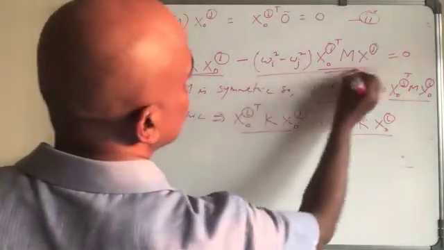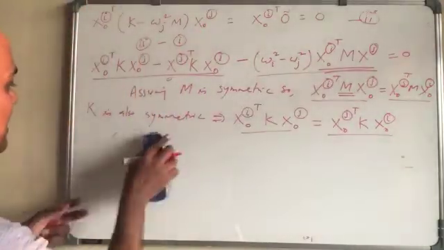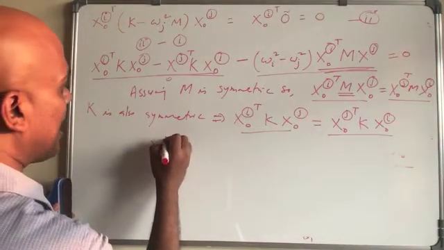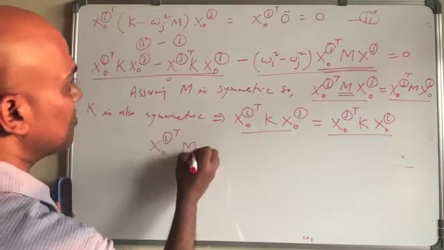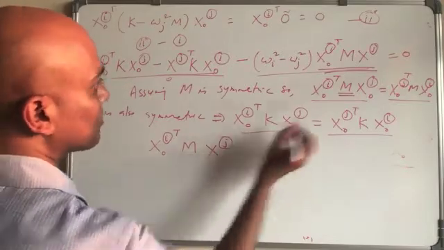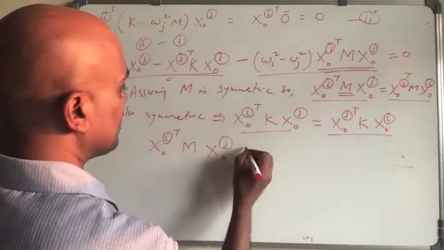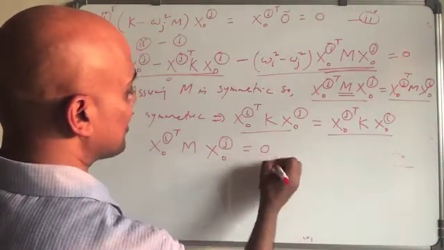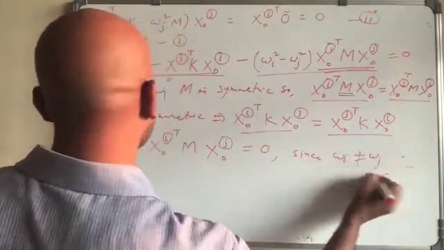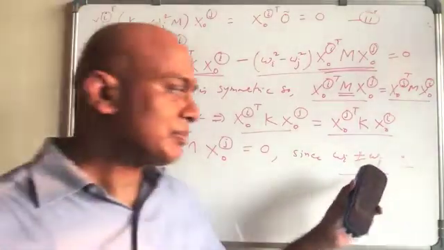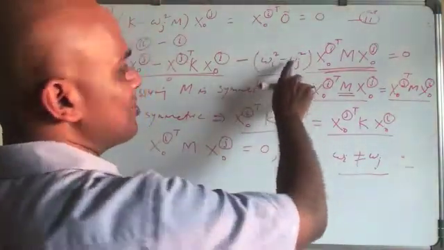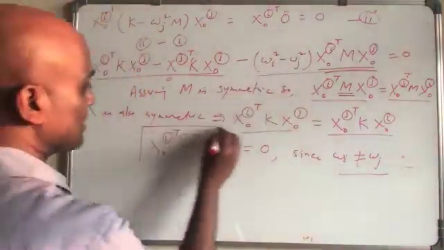So what you get is that everything here will be 0, or you can write it like this: x_i transpose M x_j will be 0, since omega_i is not equal to omega_j. So as long as the natural frequencies are not the same, then this term is not equal to 0. Hence what we get is this.